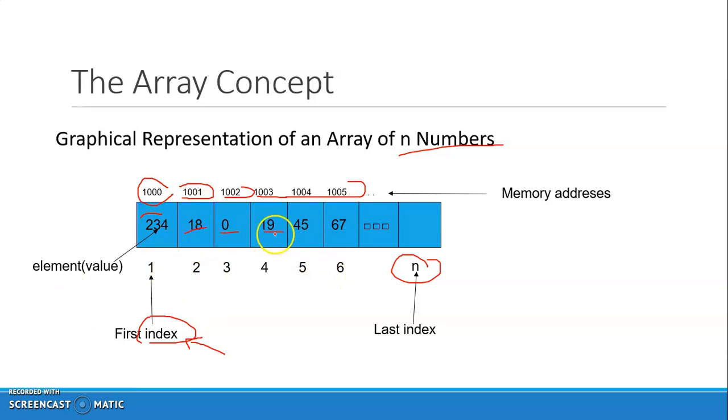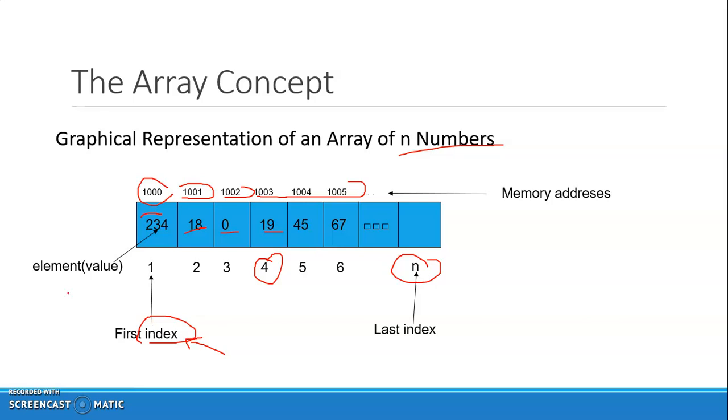So if we want to access, for example, 19 here, then we need to know the name of the array and the position of 19, which is the index 4. So we use both the name and the position to access 19. Okay, so that's what we can have, and this is very important for us to easily understand arrays and manipulate arrays.